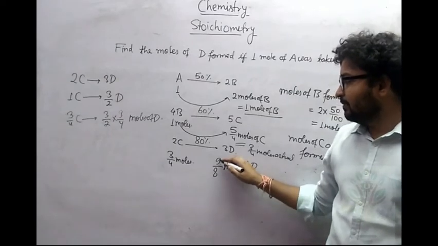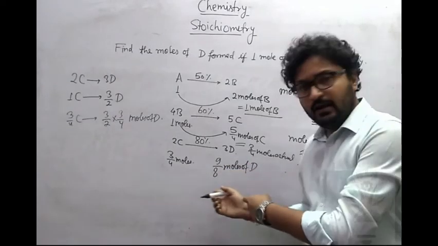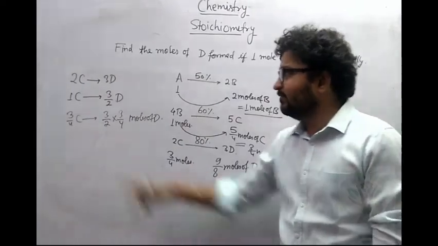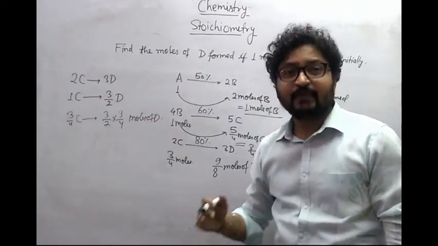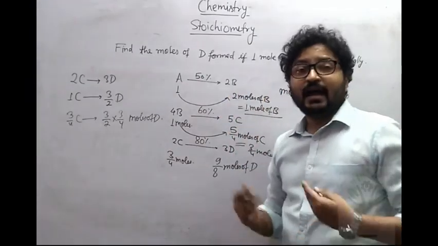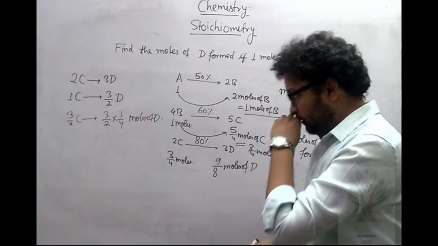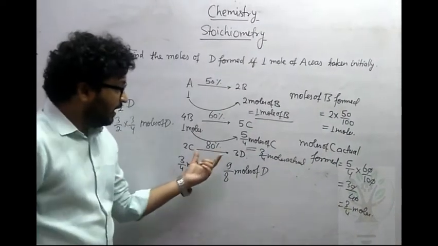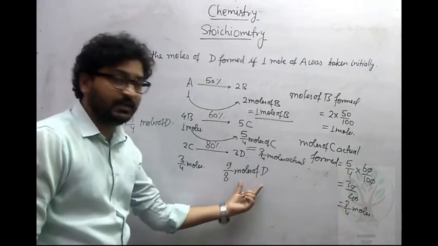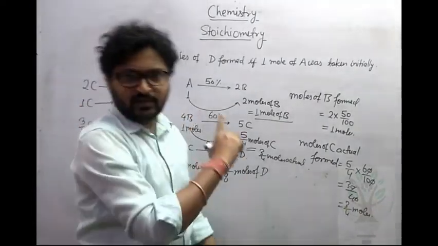But is this the amount which you are thinking or you are actually getting? What is this, 9 by 8? We just made a simple calculation. That means we thought we will get 9 by 8 moles of D. But what is the efficiency of this reaction? 80%. So you will not get 9 by 8 moles of D. You will get its 80%.